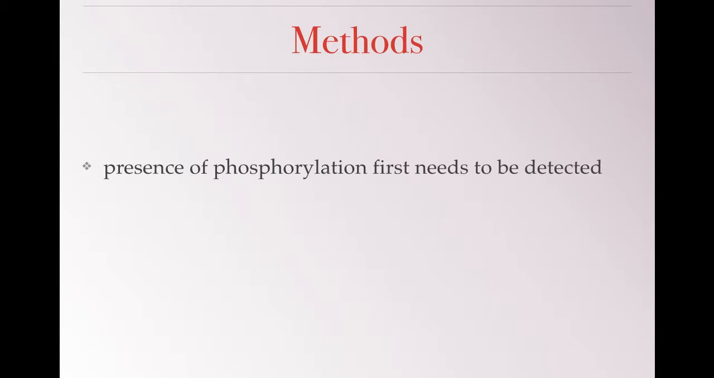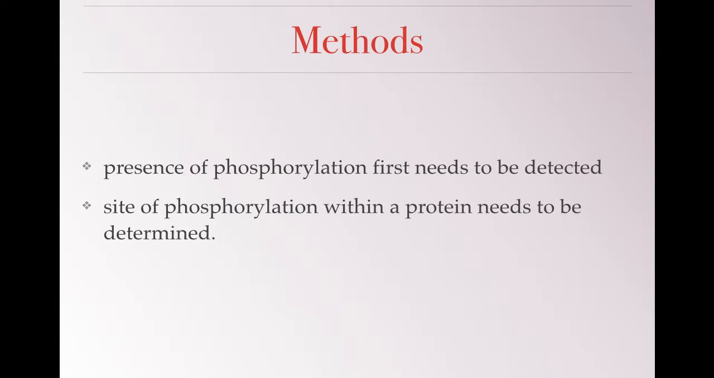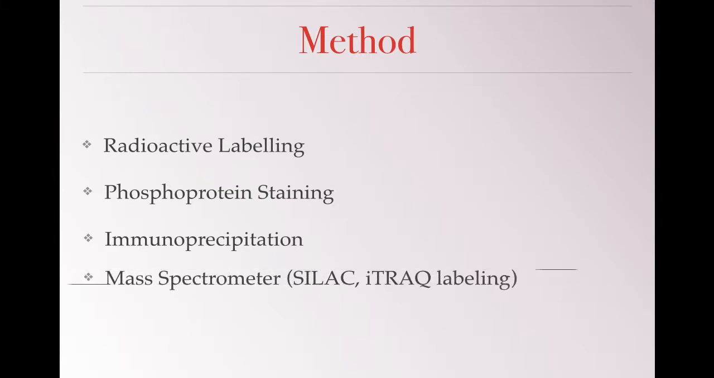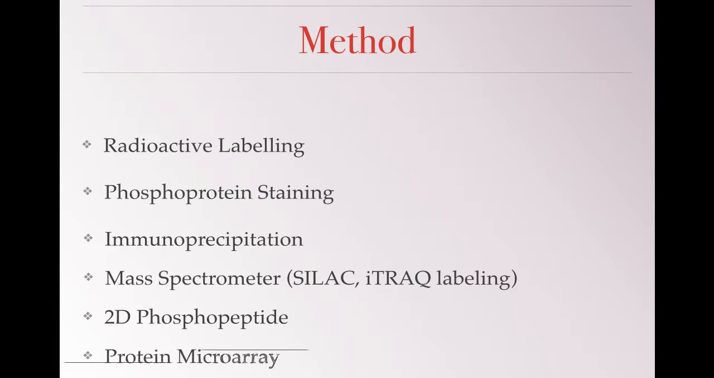Phosphoproteomics is more complicated than simply measuring protein expression. First, the presence of phosphorylation has to be detected, following which the site of phosphorylation has to be determined. There are 6 methods available for the study of phosphoproteomics: radioactive labeling, phosphoprotein staining, immunoprecipitation, mass spectrometry, 2D phosphopeptide mapping, and protein microarray.